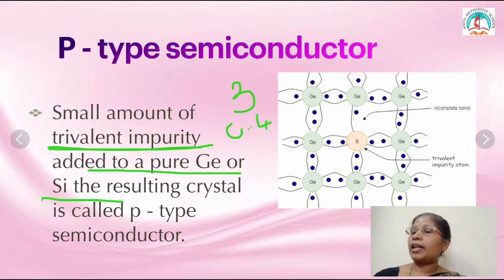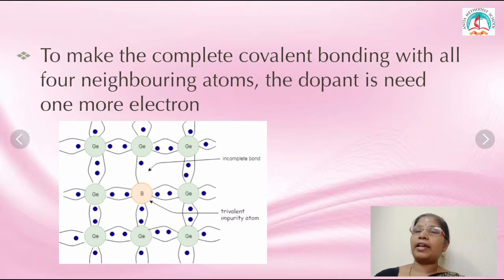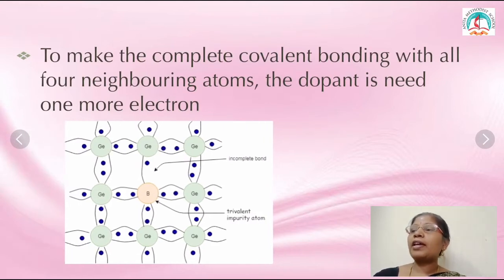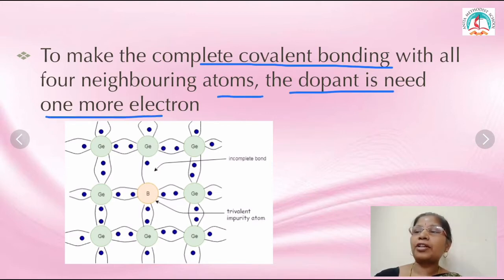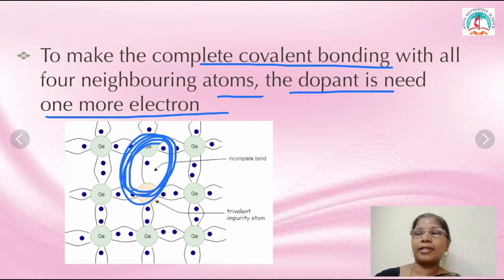Now, for silicon or germanium the number of valence electrons is 4. These 4 combine and form covalent bonds. The remaining all form covalent bonds, but here only one electron is available, so there is a deficiency of electron. So what happens here? This accepts an electron. To make the complete covalent bond, the dopant atom needs one more electron on this side.